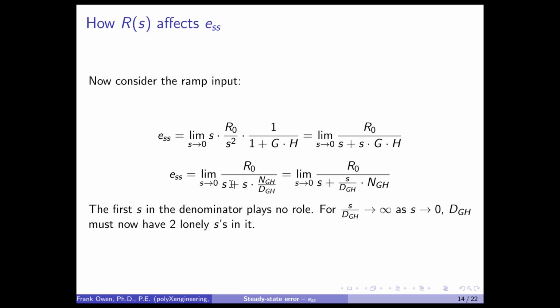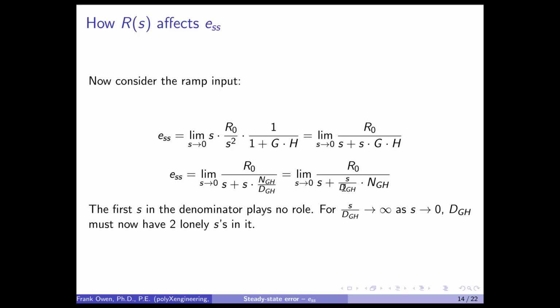And if I look at s going to 0, what happens with this s going to 0? It just goes away. But now we have this term here, and if we want 0 steady state error, this term plays no role in that. This is a constant. So if we want 0 steady state error, this is going to have to go to infinity.